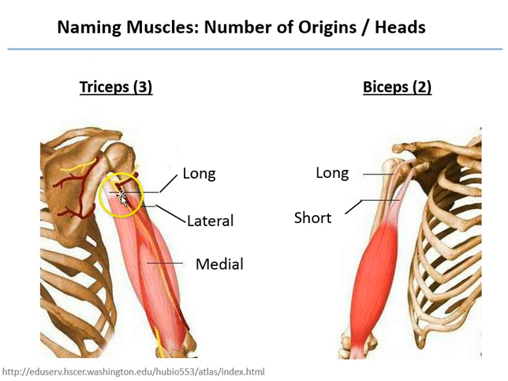Triceps, 3 heads. This occurs because you have 3 origin points, 1 on the scapula and 2 on the humerus. So you have a long, lateral and medial head for this skeletal muscle. The biceps, the 2-headed muscle over here, has 2 origin points, both on the scapula.